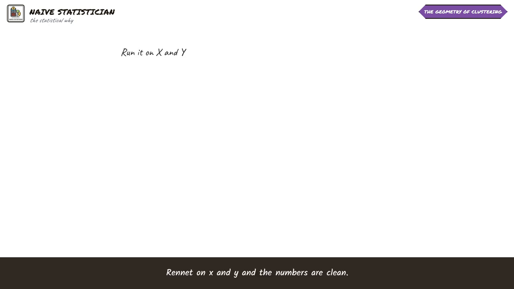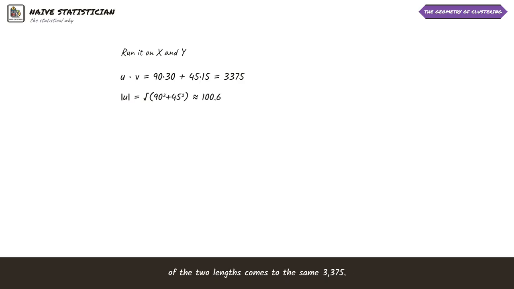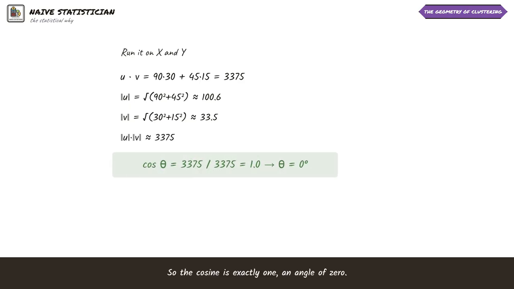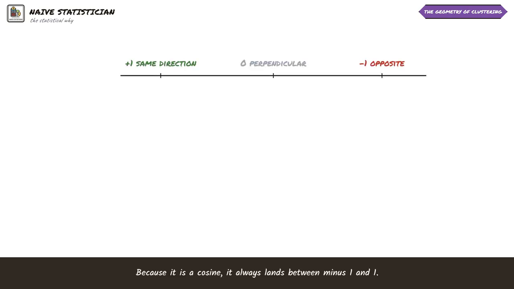Run it on x and y and the numbers are clean. The dot product comes to 3375 and the product of the two lengths comes to the same 3375. So the cosine is exactly 1, an angle of 0. As types identical even though one sits far above the other. Because it is a cosine, it always lands between minus 1 and 1. 1 is the same direction, 0 is at right angles with nothing shared, minus 1 is opposite.